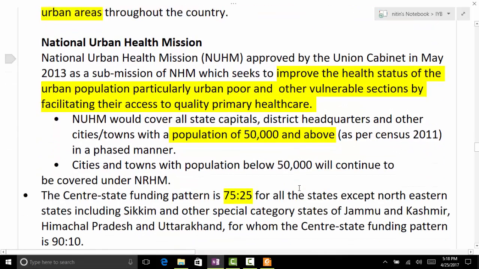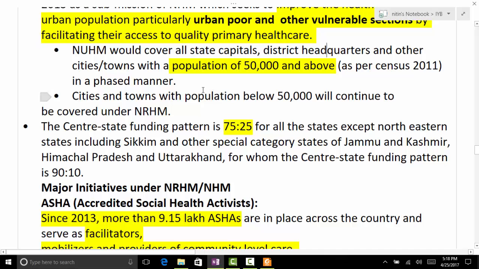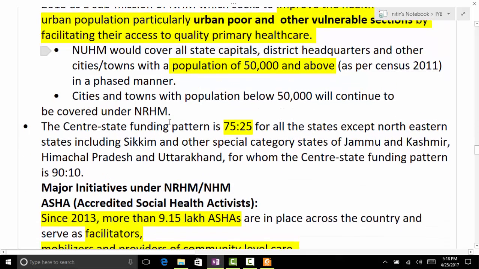The National Urban Health Mission aims to improve the health status of the urban population, particularly of the urban poor. Though it is for everybody, the focus is on the urban poor and other vulnerables. Now, which cities will be selected? Population of 50,000 and above: all state capitals, district headquarters, and other cities and towns with 50,000 and above, as per the 2011 census. Funding pattern 75-25 and 90-10. 90-10 for hilly areas, northeastern states, and so on.